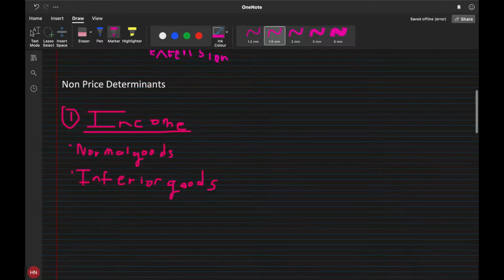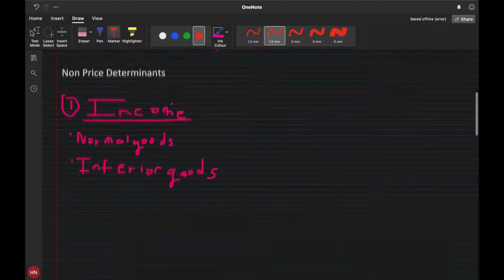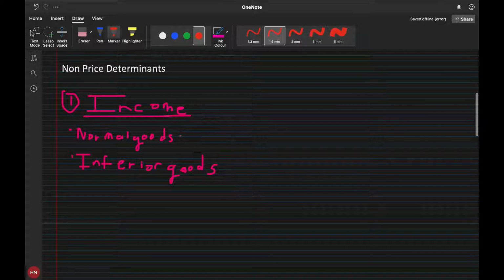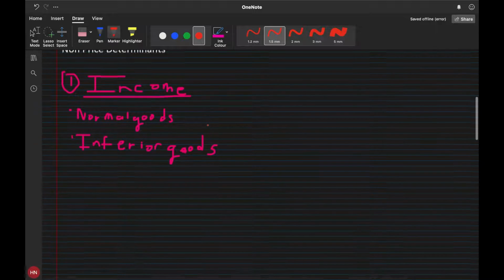And so the first one is income. There are two different types of goods we'll be looking at in this case, normal goods and inferior goods. Let's say your income goes up. Some people believe that when income goes up, people start consuming more and more goods. That is partially true. People start consuming more and more normal goods, but not inferior goods.